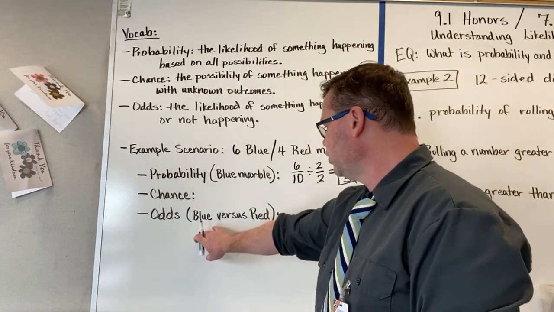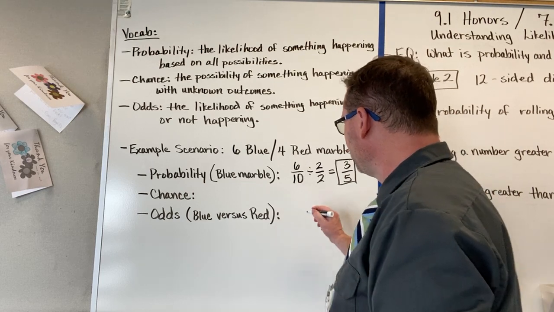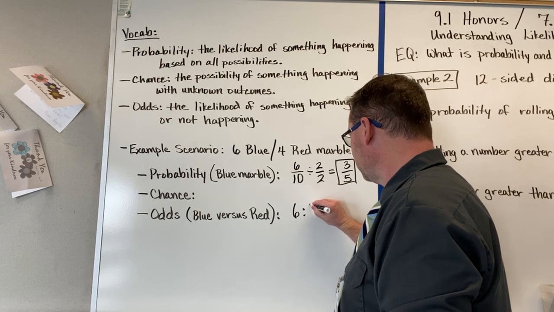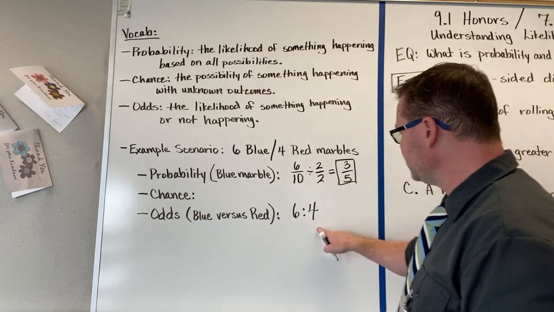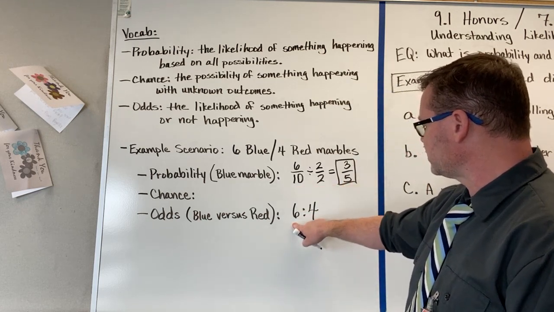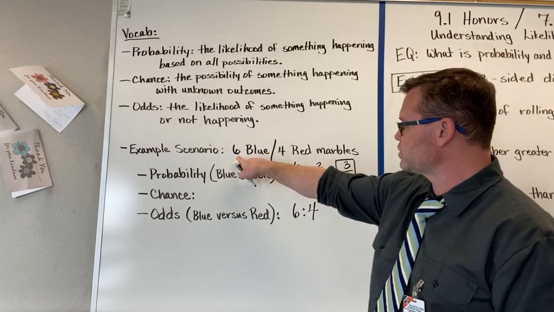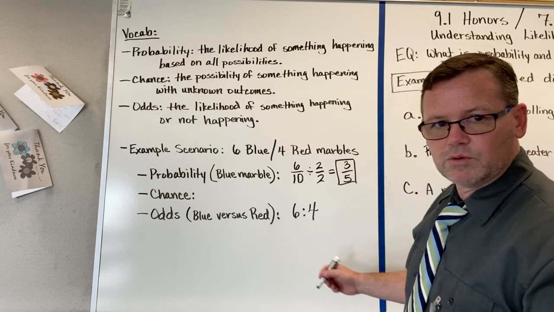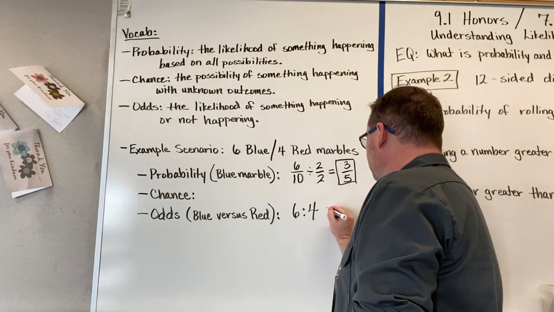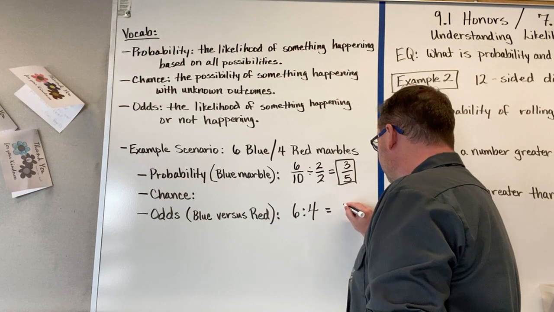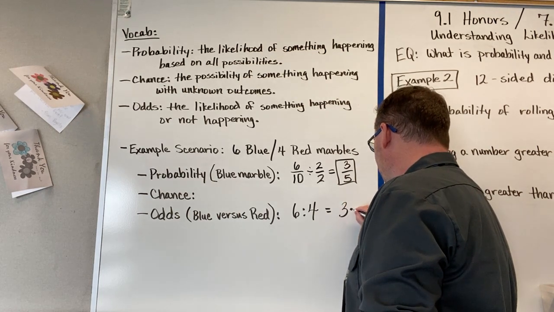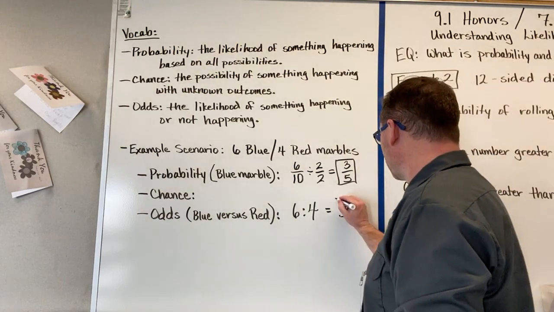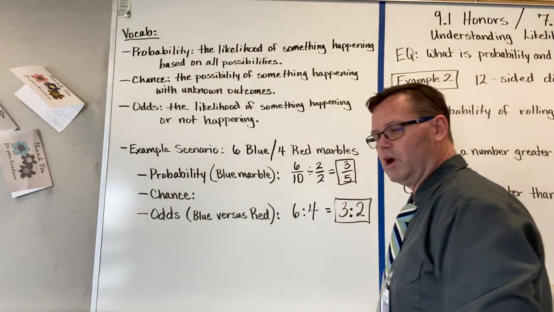Odds, though, blue versus red, that would be 6, and we put a colon and 4. See how we didn't use the total amount of 10? We used 6 versus 4: 6 blue marbles versus 4 red marbles. Again, we would reduce this down. I could divide both of them by 2, and this is 3 to 2 odds. So that's our answer there, 3 to 2 odds.